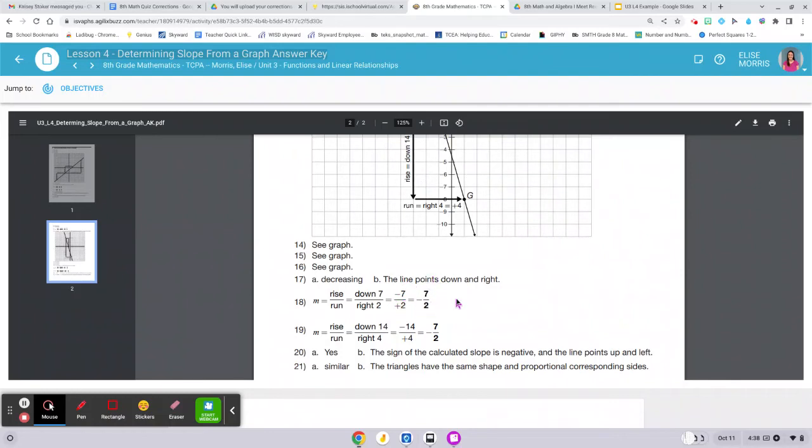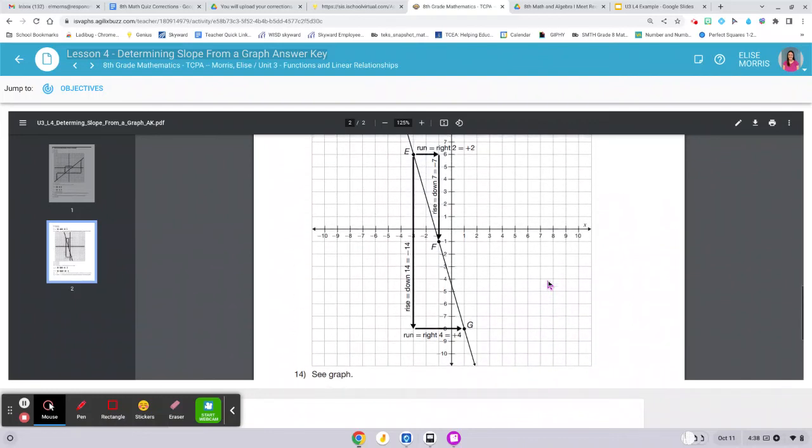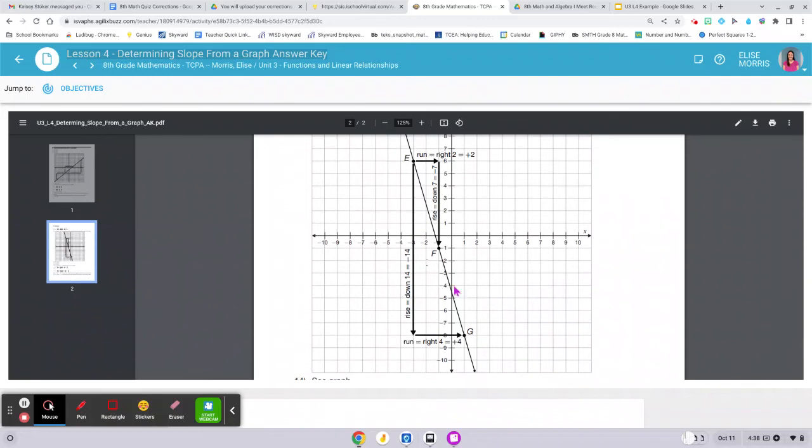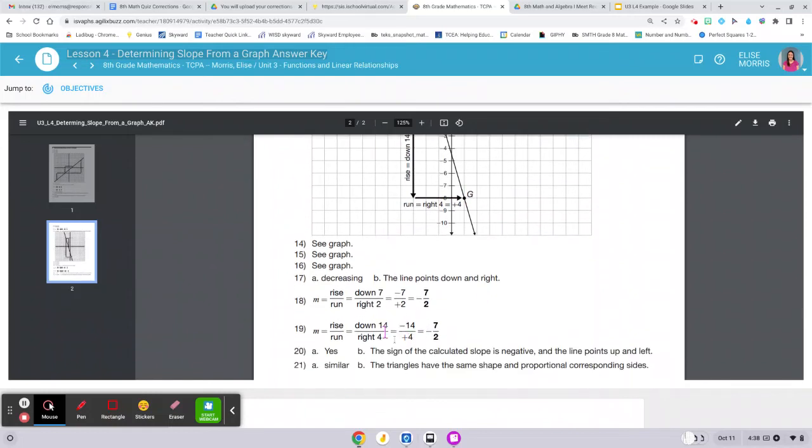It's already reduced. Okay, so for 19, you need to have the work shown for this one because this one will reduce. The rise was -14. The run was 4. So -14 over 4. So for this one, I need to see that you put -14 over 4. And then when you cut those in half, they'll both divide by 2 because they're even. When you reduce that fraction, it's -7 over 2. So they both have the same slope.